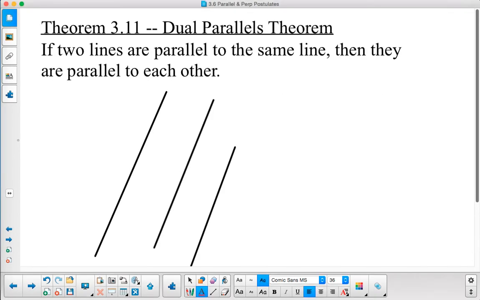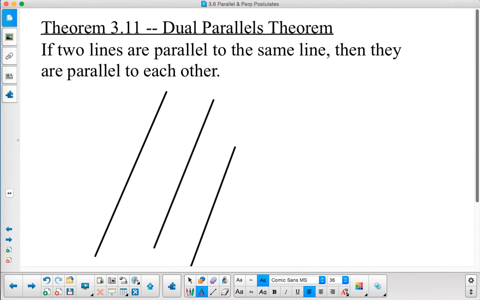In our lesson today, we have a couple theorems. This first one is Theorem 311. It's called the dual parallels theorem. It says if two lines are parallel to the same line, then they are parallel to each other. I'm probably not going to give you time to get everything written down unless you pause this presentation. So hit pause, write down the theorem, and then turn this back on so I can explain it a bit.